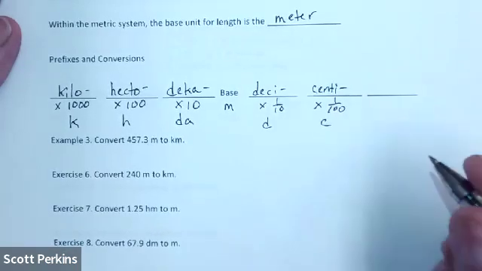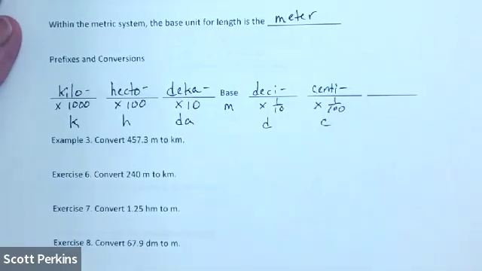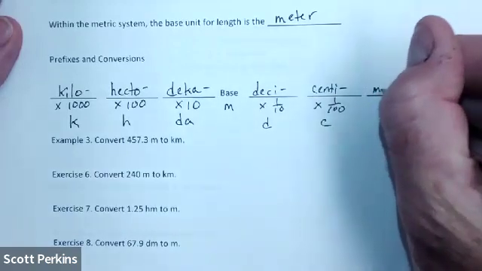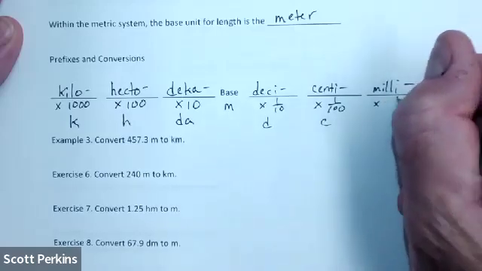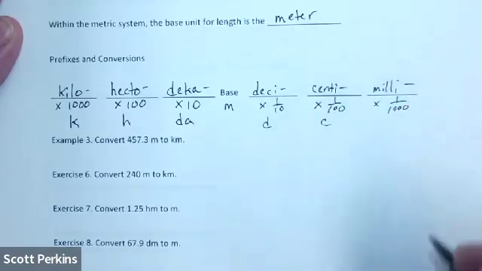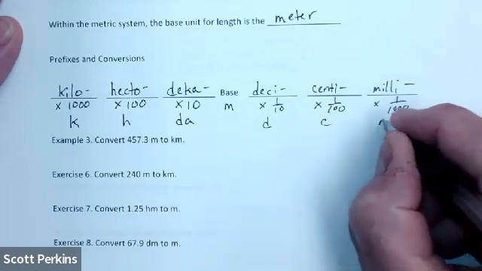And then finally, last but not least, of the ones that you are going to be responsible for knowing and being able to use is going to be milli. And the prefix milli means 1,000th, or 1 part out of 1,000, and the abbreviation for milli is an M.